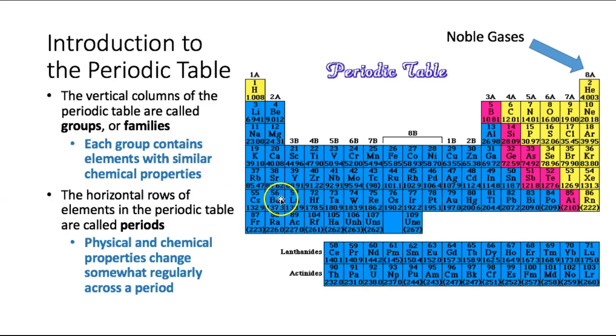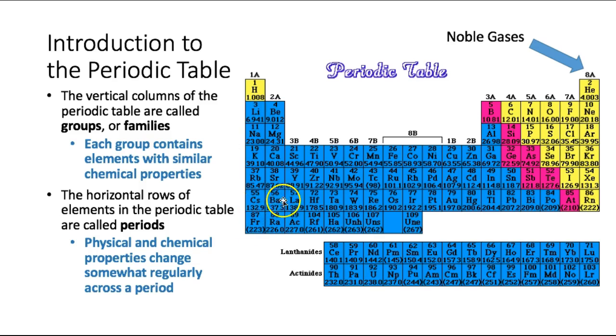The periodic table is set up with a series of rows and columns. These vertical columns in the periodic table are called groups or families. And each group contains elements with similar chemical properties. So for example, this first column of the periodic table, all of these elements, lithium, sodium, potassium, rubidium, cesium, francium, they all have a similar set of properties. One of those properties is that they react very violently when you put them in water. So every single element in that group reacts in a similar way.